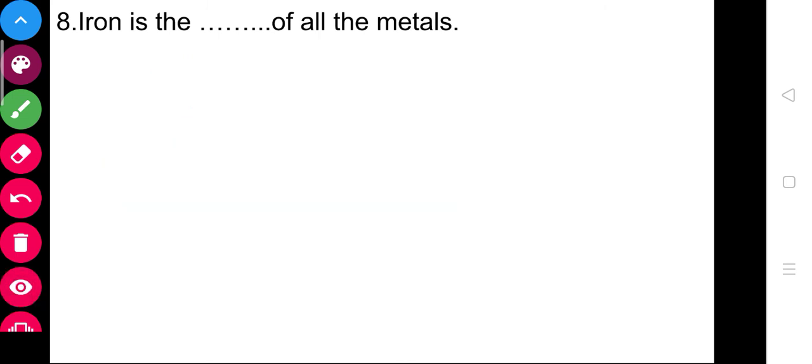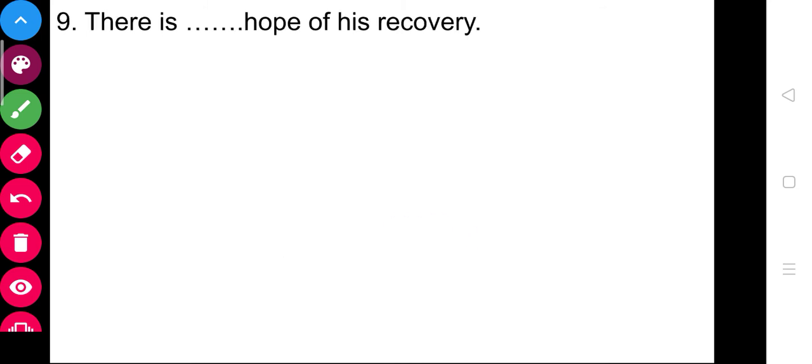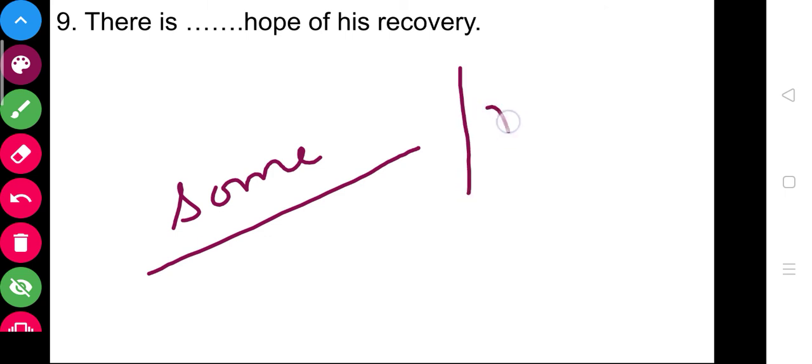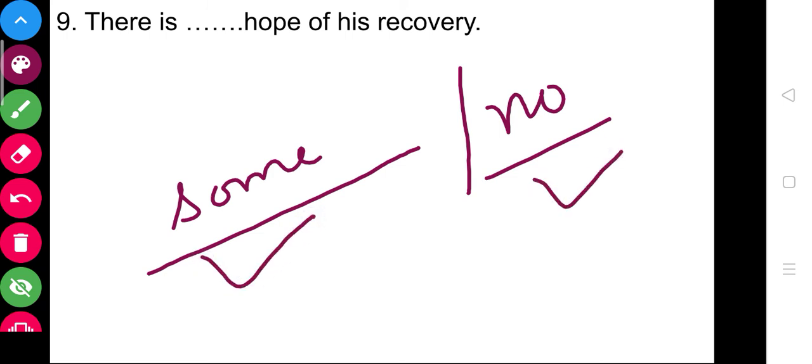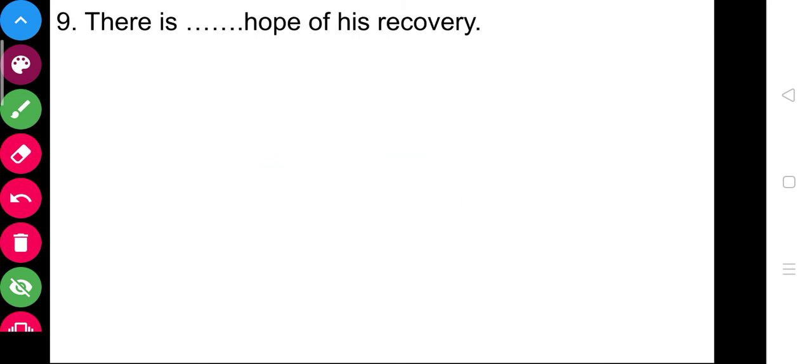Hope it is clear. Then comes the next question. There is dash hope of his recovery. So we can say we are talking about the quantity of hope. We can write some hope: there is some hope of his recovery, or we can say there is no hope of his recovery. There is no hope of his recovery is also right. There is some hope of his recovery is also right. We can write any of these two. Hope it is clear.